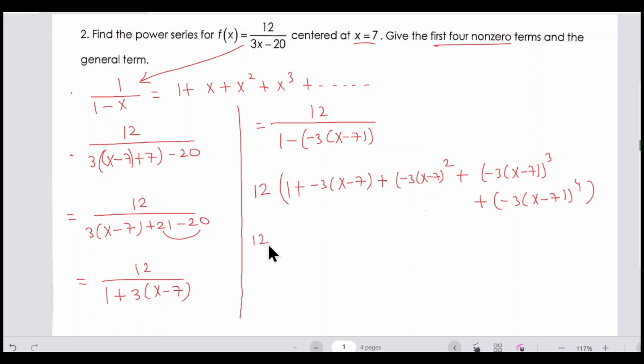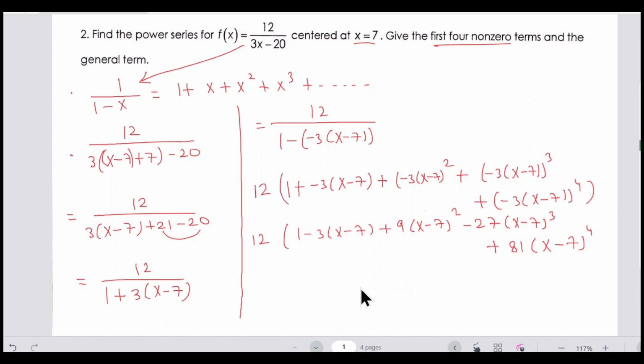Obviously, we can decorate this if you want to. So this will become 1 minus 3 times x minus 7. Negative 3 square is 9. 9 times x minus 7 square. Negative 27 times x minus 7 whole cube. And then plus 81 times x minus 7 raised to 4. So that's how it's going to look.